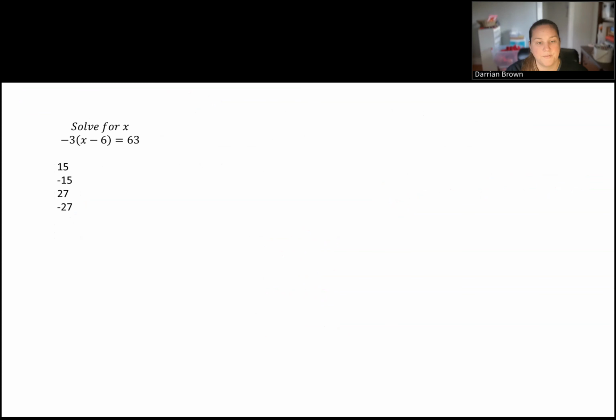All right, go to slide 3 for me. This is going to be number 2. If you want to write that at the top of your slide, or if you're writing on your own paper, it might be helpful for you to write the number. It says solve for x. -3 times x minus 6 equals 63. So remember, when there's a number outside of the parentheses, we need to distribute that number to both of the numbers on the inside of the parentheses.